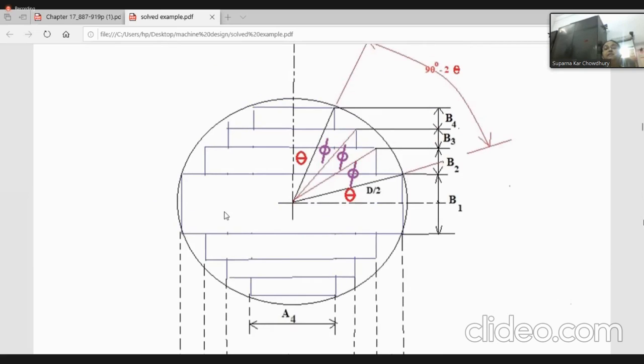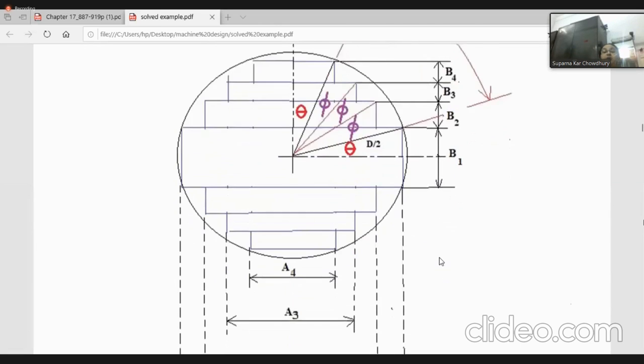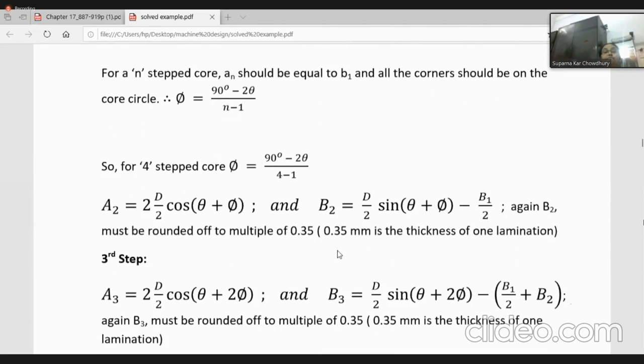Now the core is laminated in this way. So the number of laminations to assemble to get this thickness B, B1, etc. should be an integer multiple. The lamination thickness we have considered is 0.35. So all the B's, these B1, B2, B3, whatever we get, should be made a multiple of 0.35 millimeter.